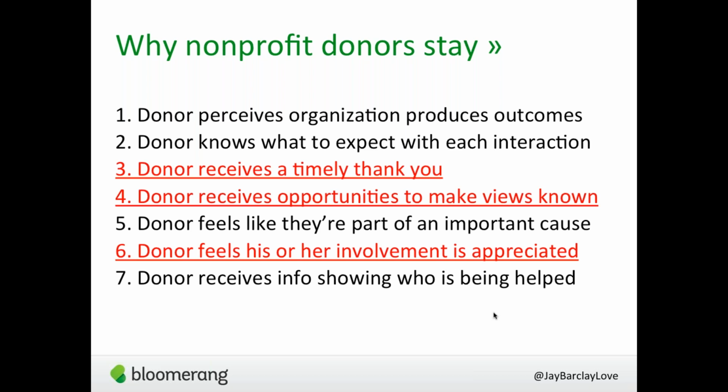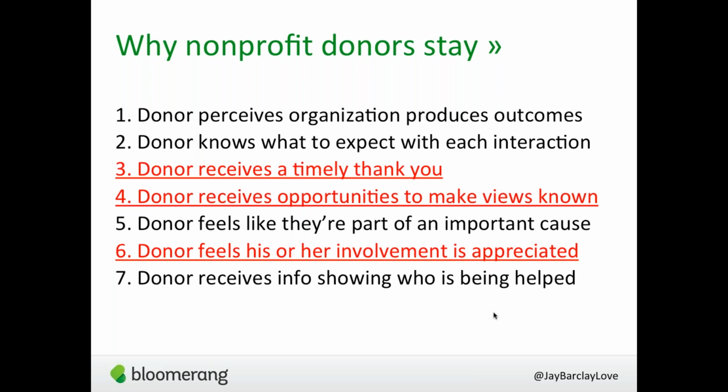That may or may not be tied directly to the acknowledgement process. Donor knows what to expect with each interaction. Donor receives a timely thank you. Donor receives opportunities to make their views known. I've got that highlighted because we're going to talk a little bit more in just a minute about the use of surveys and how that can add to the gift acknowledgement process in a very, very important manner.